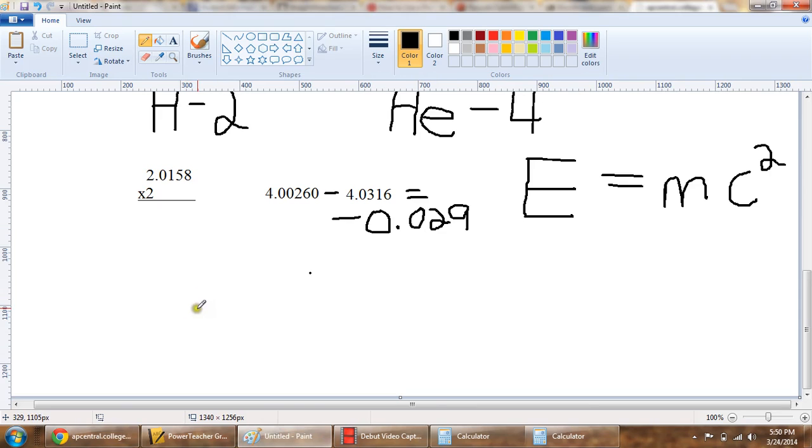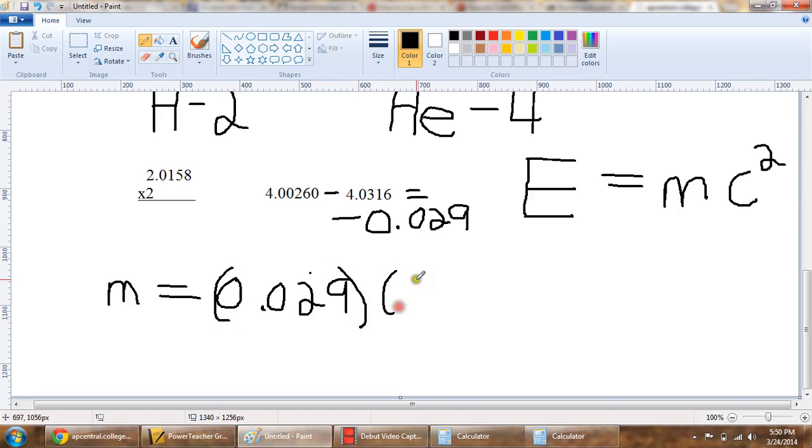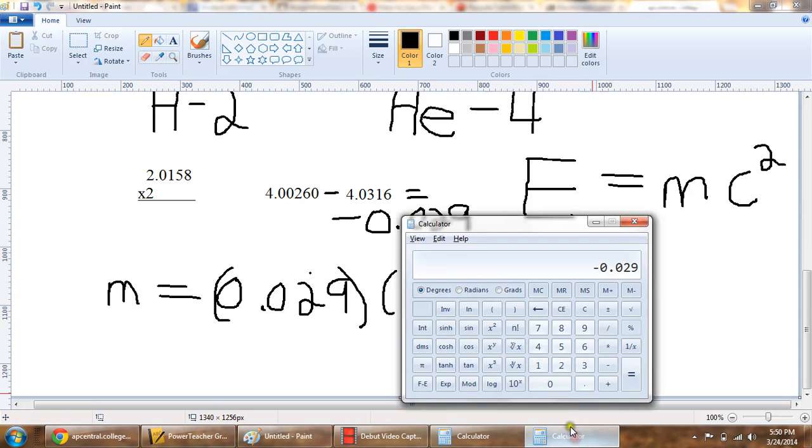So we come back here, in order to get that mass into kilograms, which we can use in E equals mc squared, the mass is 0.029 times 1.66 E negative 27. And we go here, multiply it by 1.66 times 10 to the negative 27, and we'll get an atrociously small number.